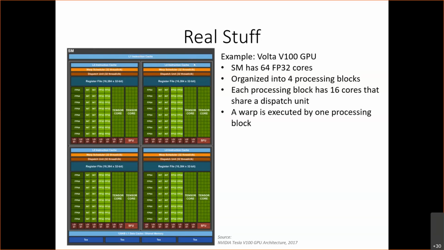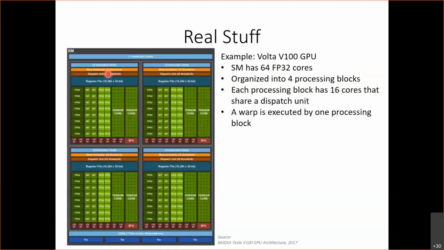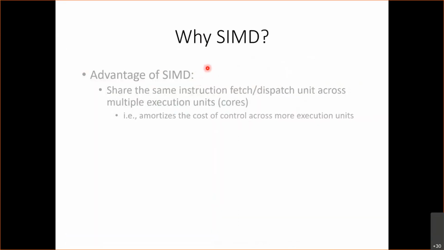Okay, so we saw the advantage of SIMD, that we can amortize the cost of the dispatch unit across many cores so that we can invest more hardware to perform actual operations and less hardware in control logic. So that's the advantage of SIMD. What's the disadvantage of SIMD? Somebody had already mentioned it. The branches? Right, exactly, branches.